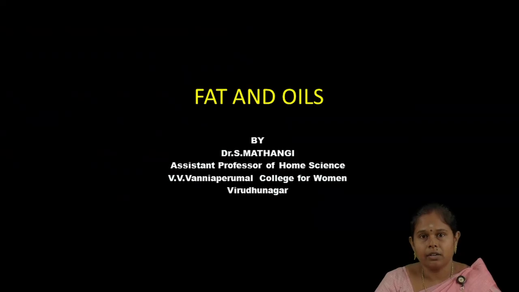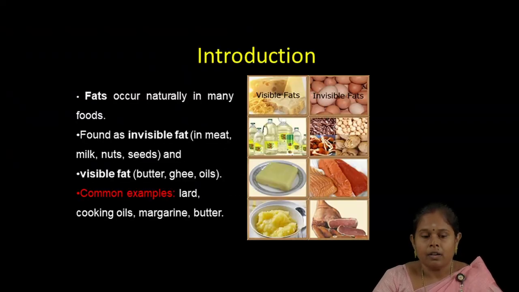We are going to see the topic fats and oils. Fat naturally occurs in all the foods. Fat is one of the macronutrients. I already told you carbohydrates, protein and fats are the macronutrients. Fats are classified into two: invisible fat and visible fat.